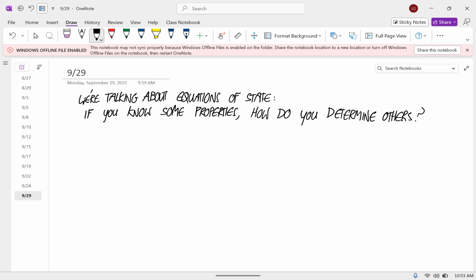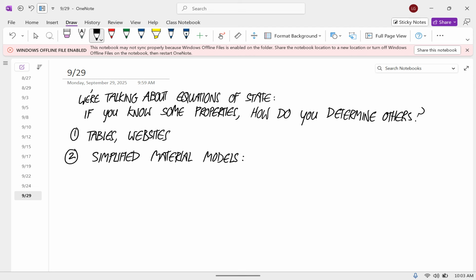The first answer we talked about to this question is tables and websites. But then another approach to it is to use simplified material models. And so that's what we're talking about right now.